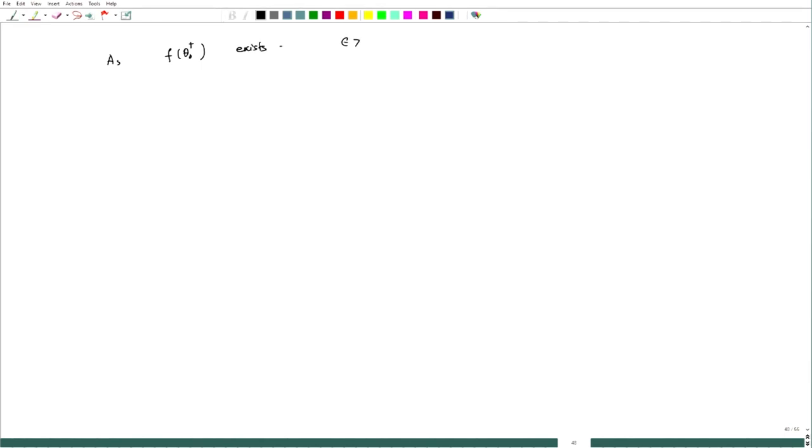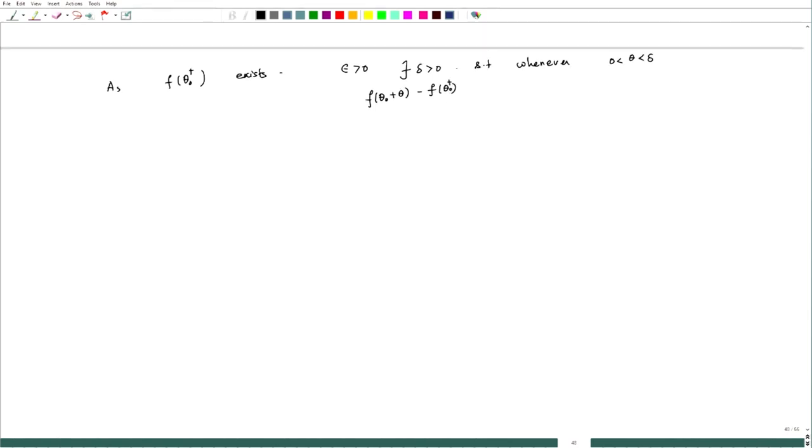So, for epsilon positive, there exists a delta greater than 0 such that whenever 0 is less than θ is less than delta, then the modulus of f(θ0 + θ) minus f(θ0+) is less than epsilon.